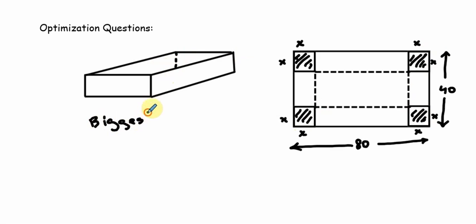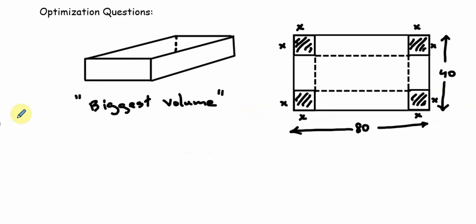So this is what we call optimization. We're trying to look at maximums and minimums, so biggest volume is what we're after. Now I'm just going to refresh your memory as to how we did this in grade 12. When we did this question in grade 12, it wasn't really a very exact method. So just to refresh your memory, we said, well, what is the volume of this box?